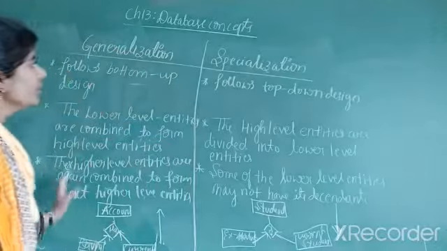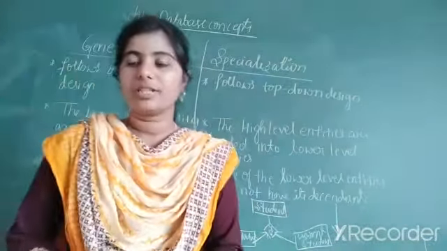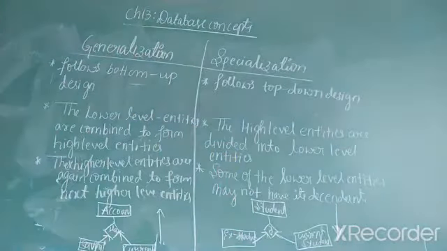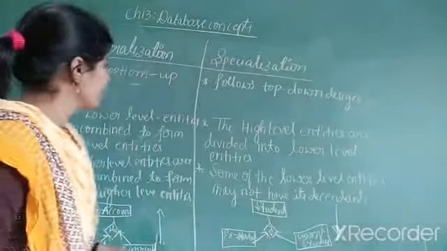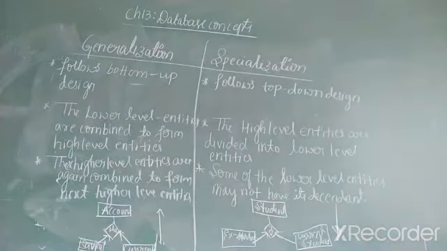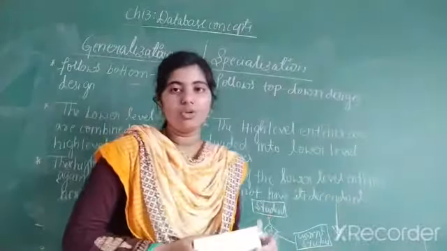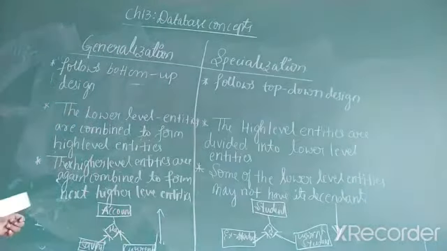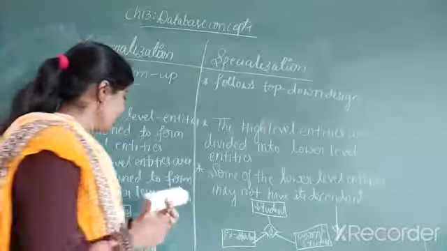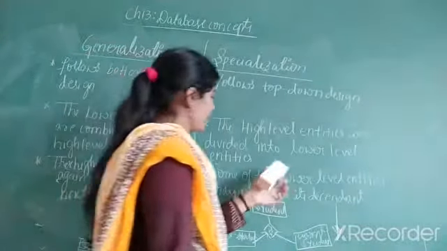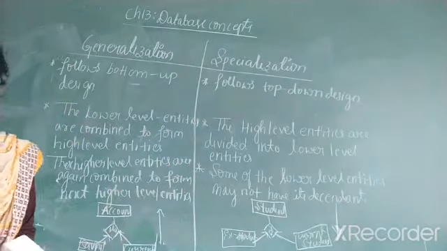So this is about the difference between generalization and specialization, very important for 3 marks. Generalization follows the bottom-up approach, specialization follows the top-down approach. Lower level entities are combined to form higher level entities, and higher level entities are divided into lower level entities. Here some of the lower level entities may not have descendants, and there is an example diagram for these two.